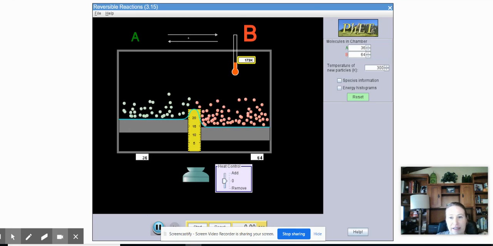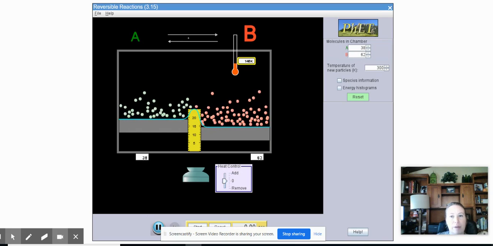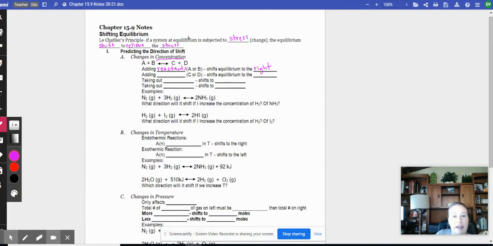Okay, do you guys think it's at equilibrium now? It's about the same. We'll come back and check in a second. Adding product, so if I add to the right-hand side, that pushes it to the left. Adding products, C or D, shifts the equilibrium to the left. So whatever side you add to, it goes the opposite way.